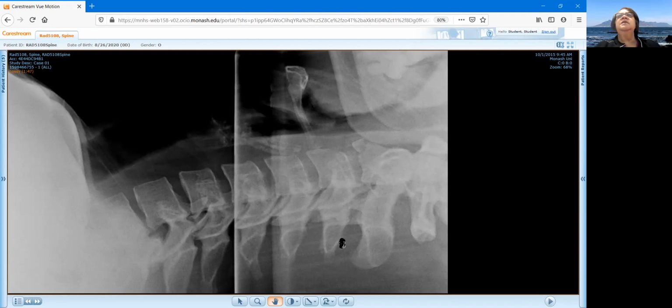The overall comment is that there is a flexion teardrop fracture of the vertebral body at the inferior corner, and there's also prevertebral soft tissue swelling.